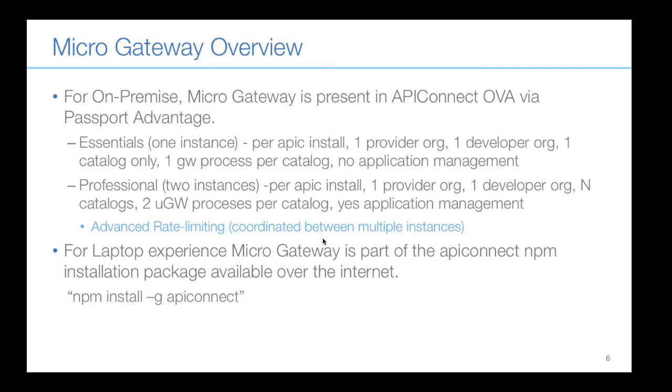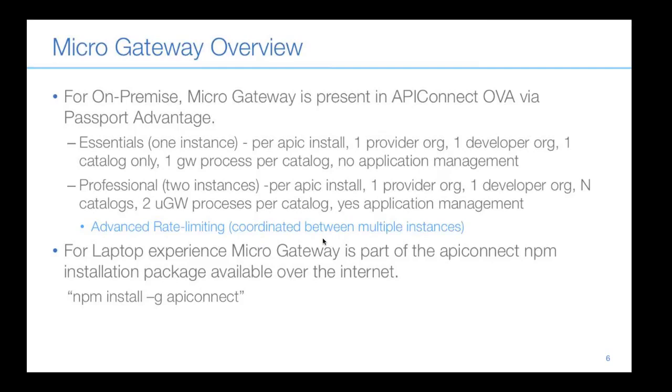So, Tim, yes, this is Mike. I've got a question. You mentioned here that for the on-premise, the micro gateway is part of the API Connect OVA. Does that mean, is that essentially the ability to install the NPM package and point it to the management node once it's stood up? Is that what this is referring to?